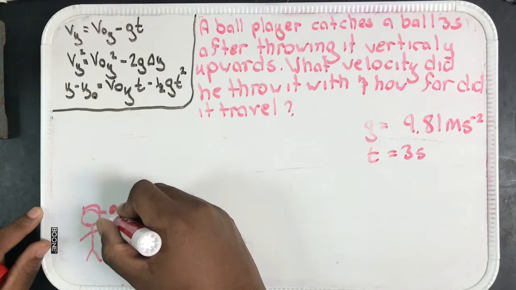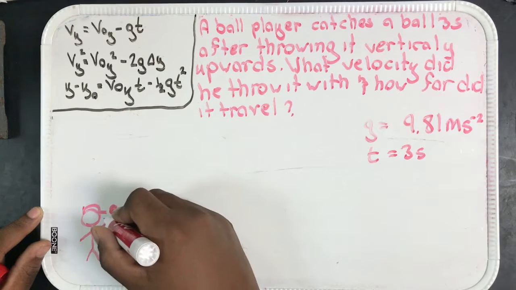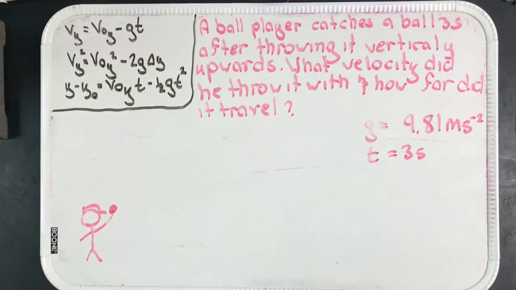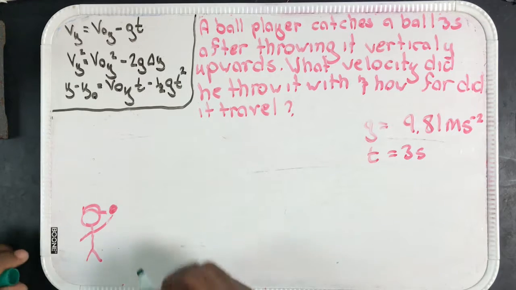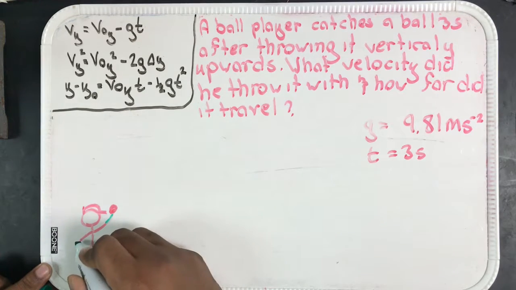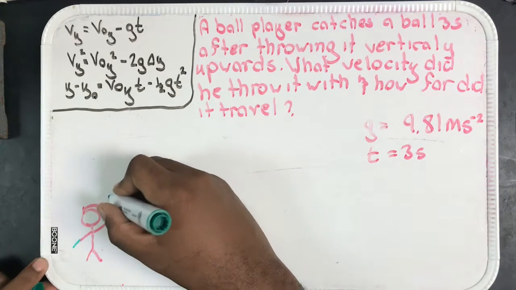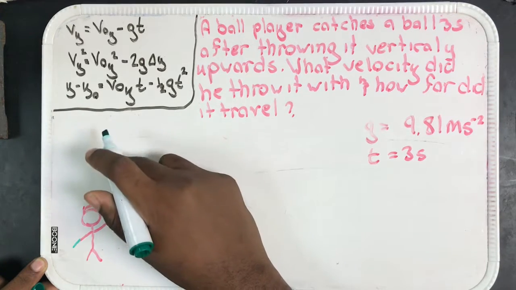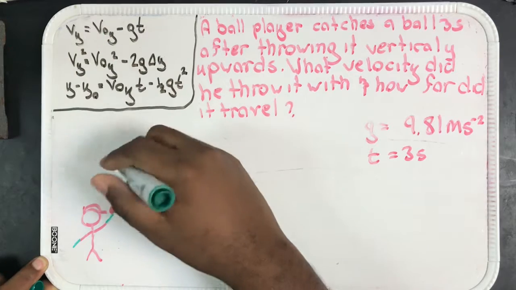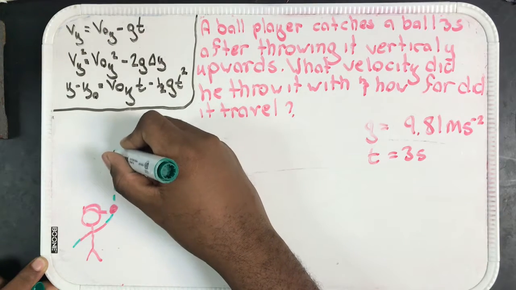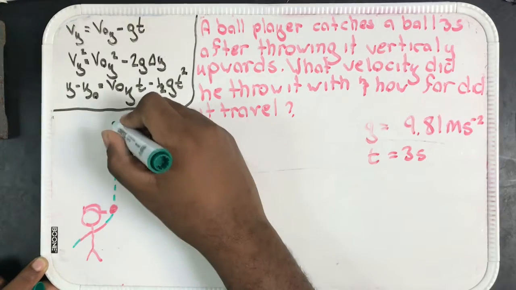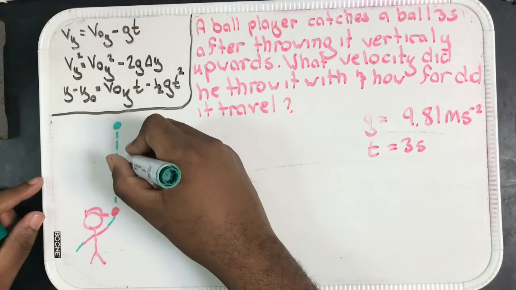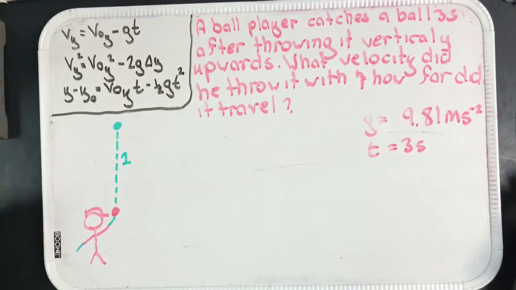So this is the return point. Maybe I can extend his hand further upwards. My marker is running out. Okay, generic ball player, today I'm going to give you green hands. So the ball travels upward, it travels vertically upward. Okay, so this is the ball here. I'm going to call this journey 1. This is the ball's first journey.